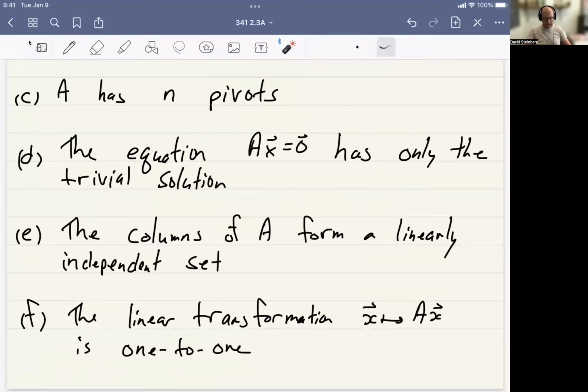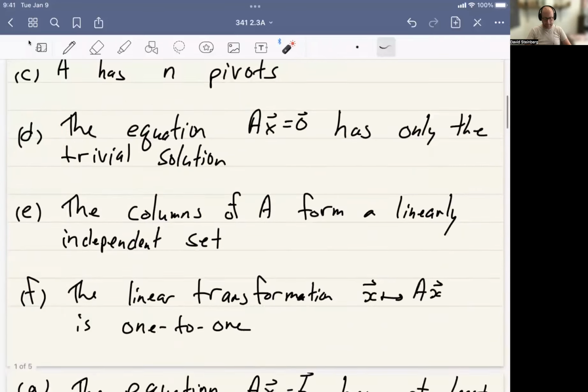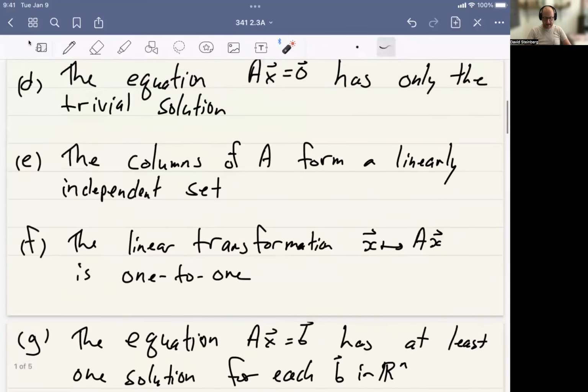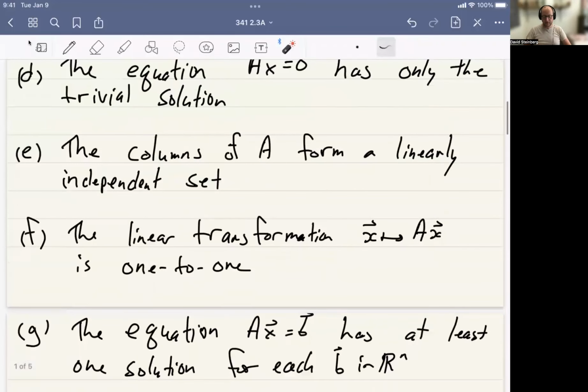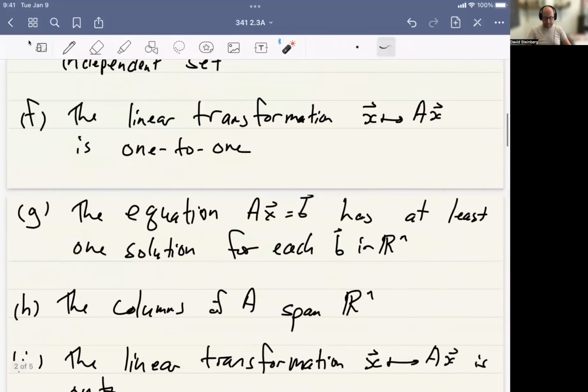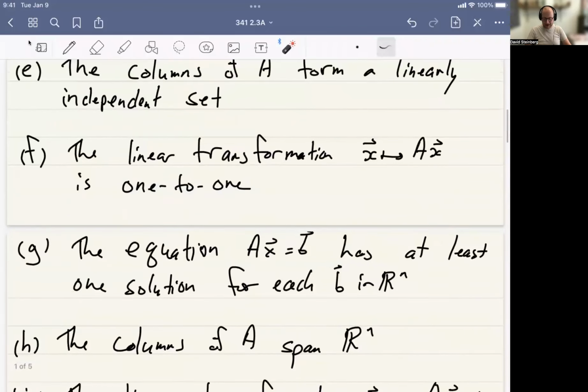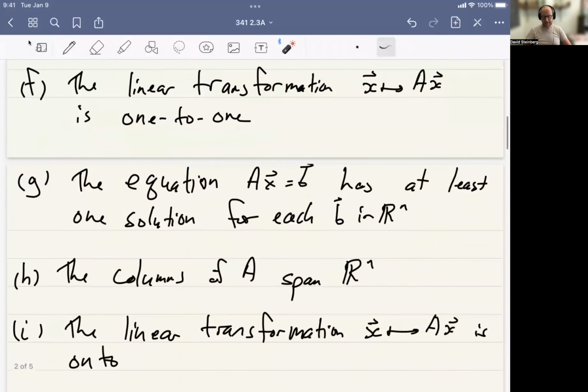Some of these implications we've seen as theorems previously. We saw that these two being equivalent was true, but we're collecting all of them together in one big theorem. The equation AX equals B has at least one solution for each B in Rn. The columns of A span Rn, and the linear transformation that takes X to AX is onto.